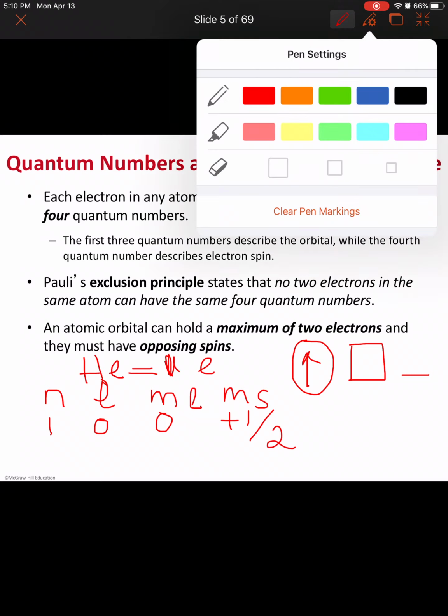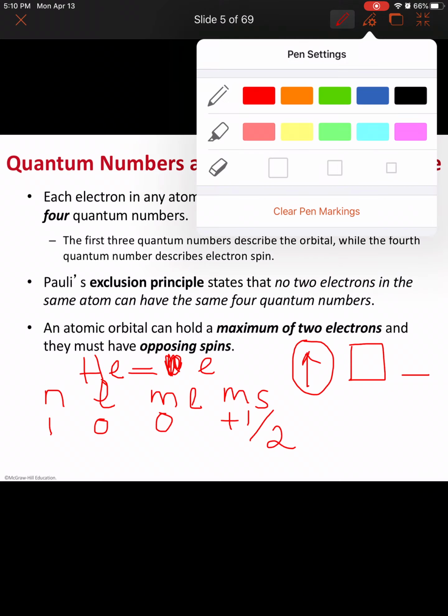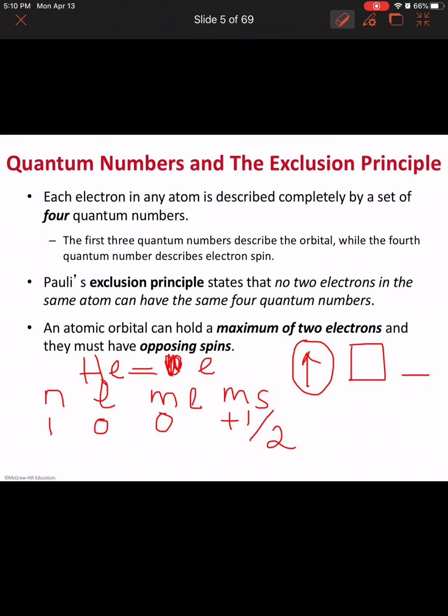Oops, I need to erase this here. How am I going to erase it? Okay, got it. So helium has 2 electrons.